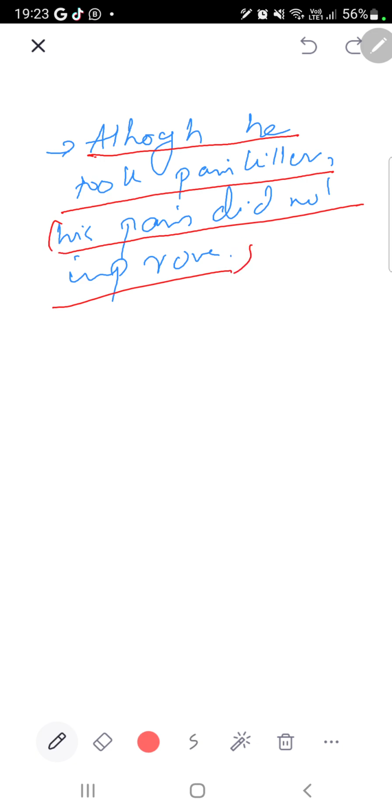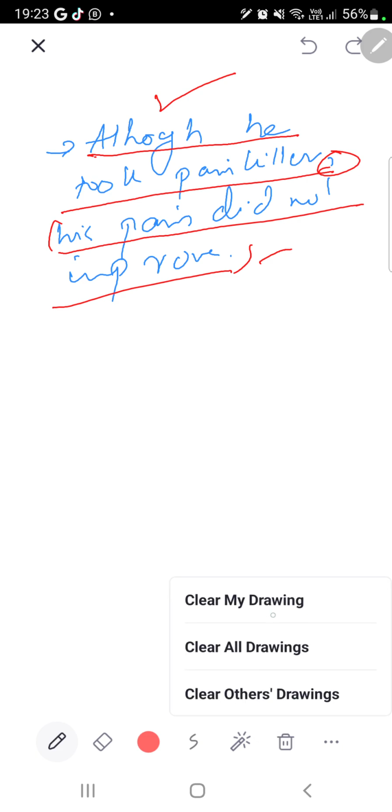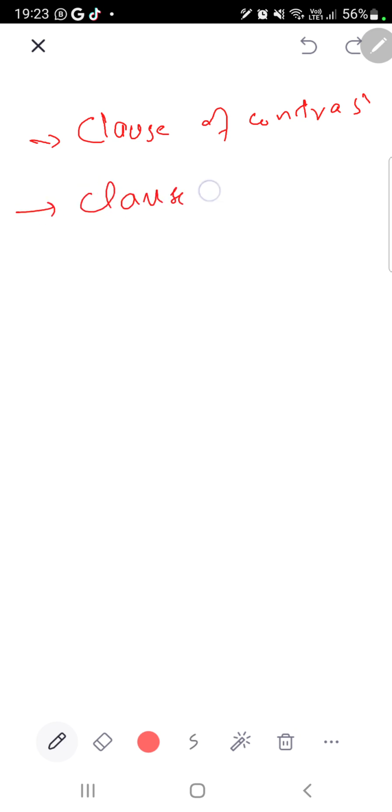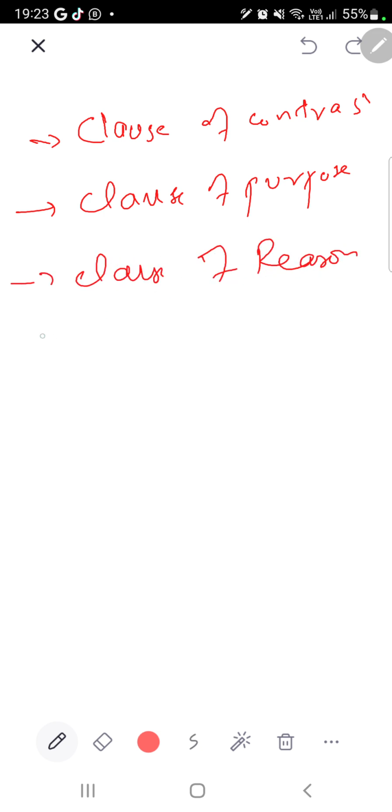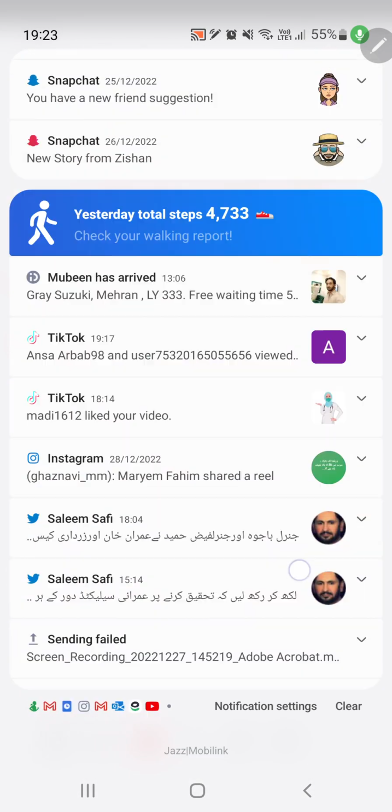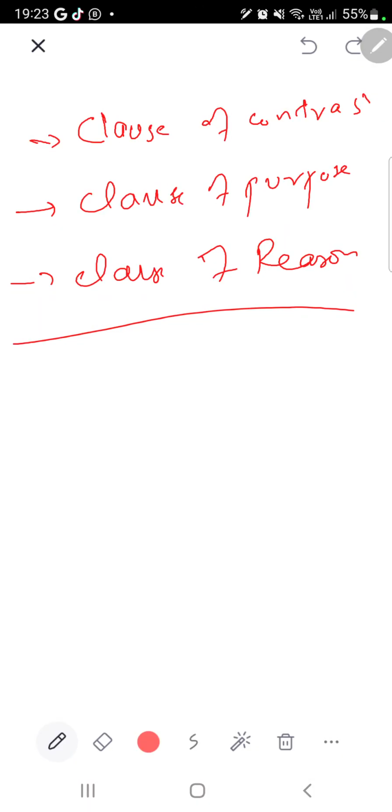This one. So as a rule, if you use dependent first and independent afterward, we have to put a comma over here, right? Okay. So when we are talking about complex sentences, we have different clauses which include clause of contrast, clause of purpose, and clause of reason, right? So it would be appropriate if you can use those clauses in your writing task.